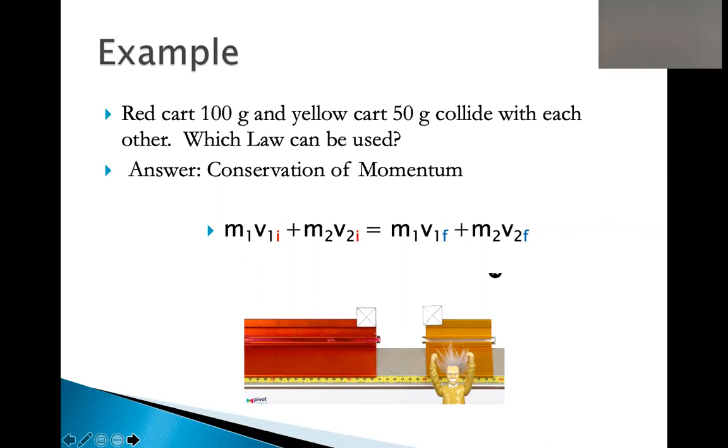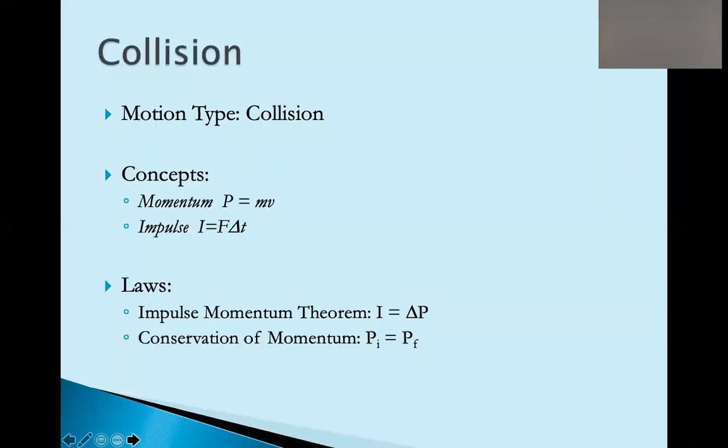There's a red car and a yellow car. If we just assume they have different masses, we're just making up two numbers, 100 grams and 50 grams. Which law can be applied here? Well, if the two cars are colliding with each other, then we apply conservation of momentum. That's the answer to this question.